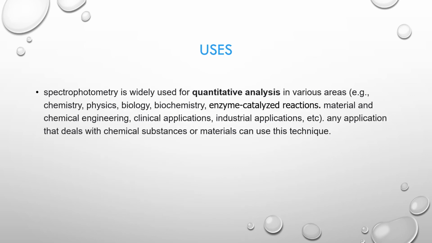Now the uses of spectrophotometry. Spectrophotometry is widely used for quantitative analysis. In the starting of this lecture, I have told you that it is used for identification of the chemical substance, its absorption and the concentration of the chemical compound. So it is the quantitative analysis of the chemical compound. It is used in various fields like chemistry, physics, biology, biochemistry, where enzyme catalyzed reactions are read, materials, chemicals, clinical application and industrial application, etc. Wherever the chemical substances are involved, this technique can be used.